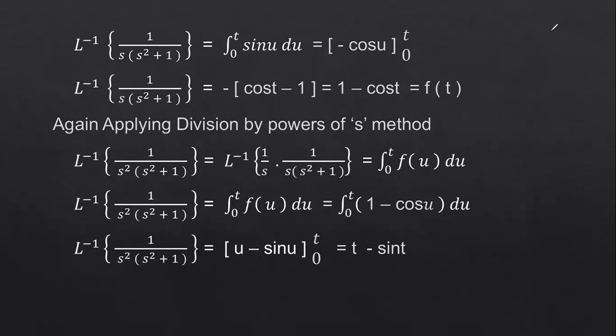The first two methods are related to only s in the denominator, that is, we did only one-time integration. But in the last example, we used the s square term. If you use the s square term, then you have to do 2 times integration for this f of t function.